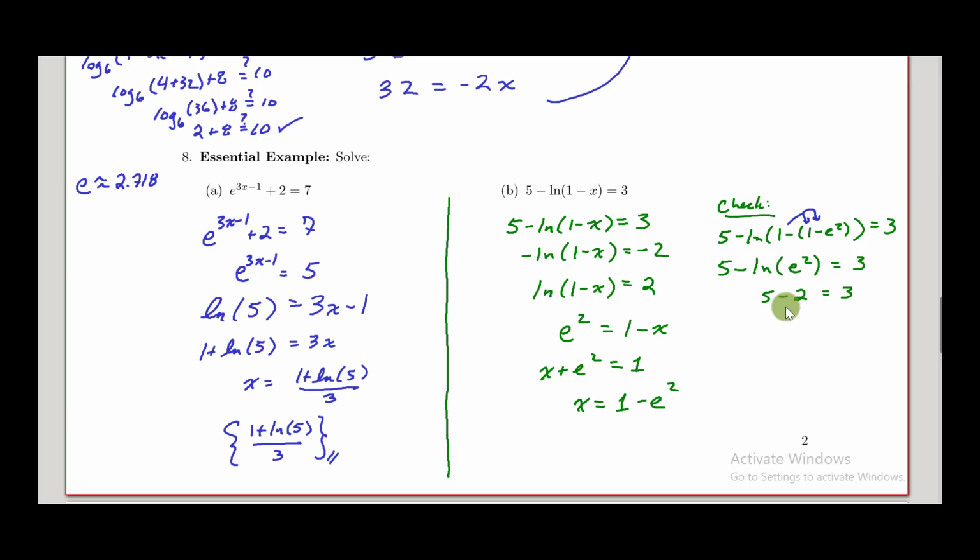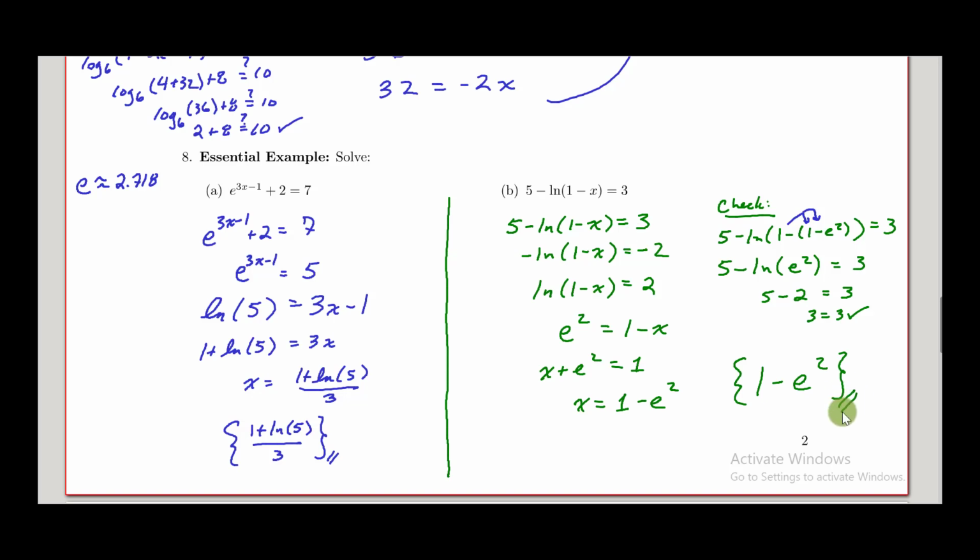Lots of ways to explain that. If you're having trouble with that, please come by and see me. I'd be happy to explain why that's true. And we end up with 3 equals 3, so it checked. So our solution to this equation is 1 minus e squared. Notice, even though I'm not going to test you on this, it's a good habit that whenever you solve a logarithmic equation, you go ahead and check your answer, because you might have introduced extraneous solutions through these processes.